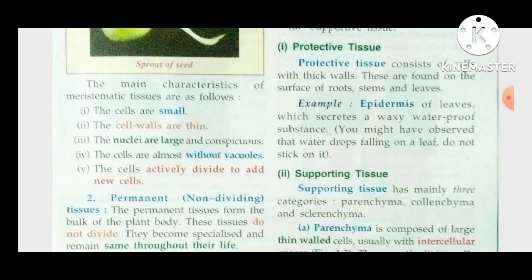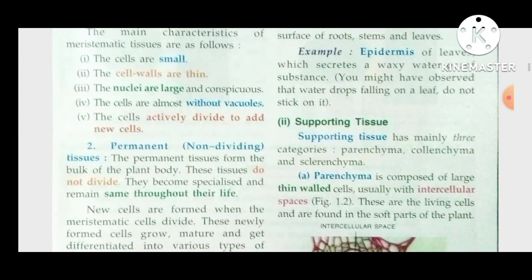The main characteristics of meristematic tissues are as follows. The cells are small, the cell walls are thin, the nuclei are large and prominent, the cells are almost without vacuoles, and the cells actively divide to add new cells according to the plant's growth.